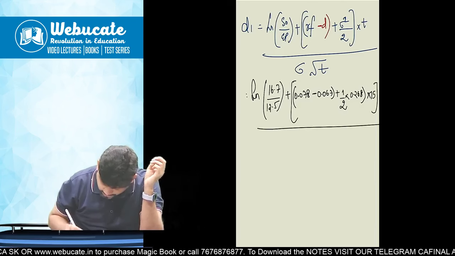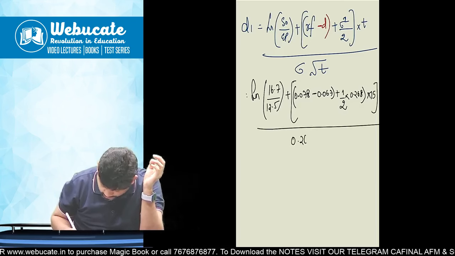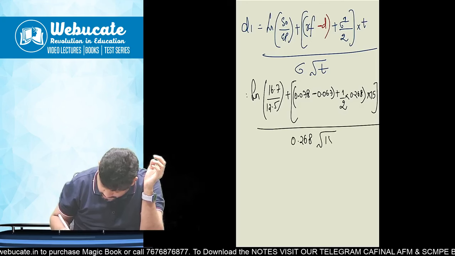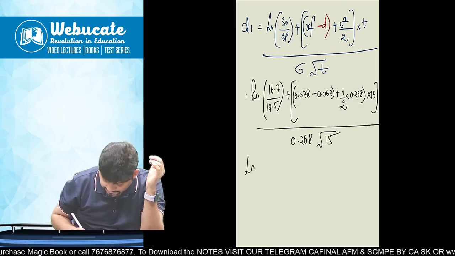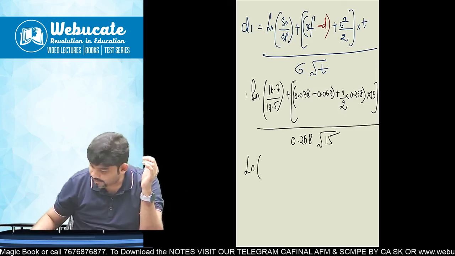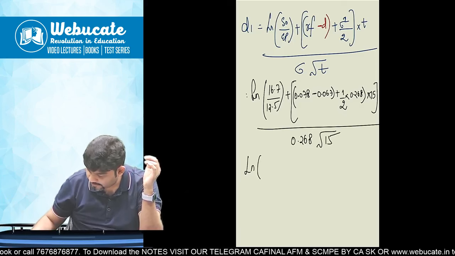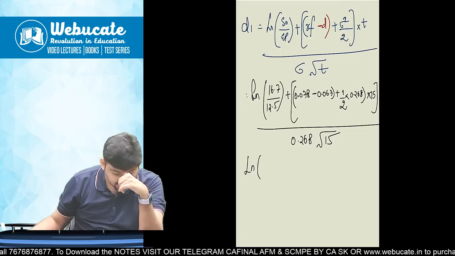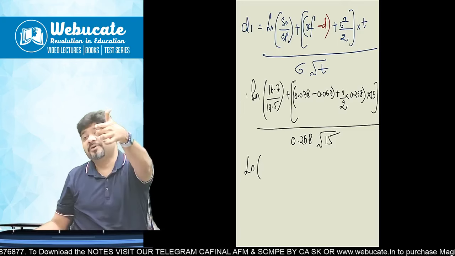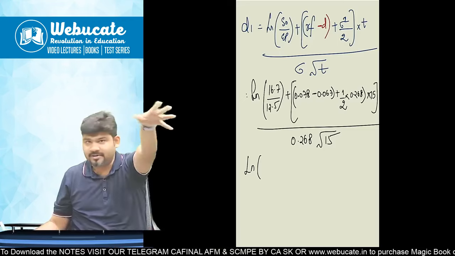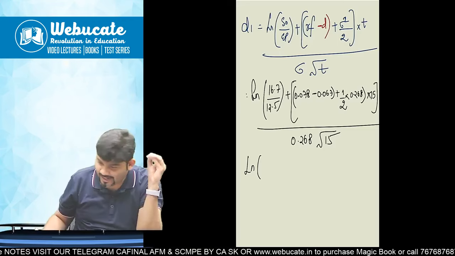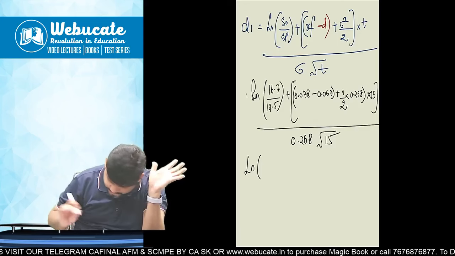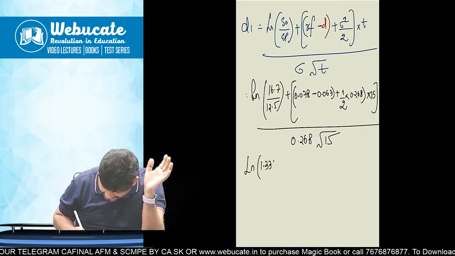Into 15. The whole upon sigma root t, sigma 0.268 root 15. Solve this. Come on. 16.7 divided by 12.5. Sir, how will we come to know how to interpret this D directly in the exam? You will not be able to. Even I was not able to interpret it. I say directly they put something. It's not logically possible at all. Don't worry.